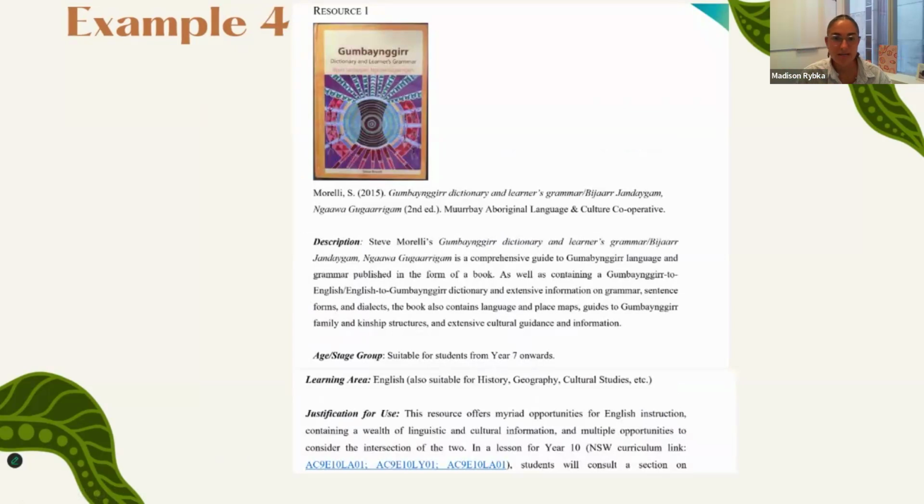Example number 4 is this amazing dictionary. Again, different layouts. They've followed how it's laid out in the assessment: description, age, learning area, and justification. Again, it is completely up to you if you want subheadings or no subheadings. Gumbaynggirr Dictionary and Learner's Guide. He's given us information about where the book is from, extensive grammar and sentences. It's all about cultural guidance and information. Suitable for year 7 and onwards, absolutely, because that would be way too hard for your younger years. Learning area English. And then this person has linked it to a lesson in year 10, and they've given me the curriculum link.